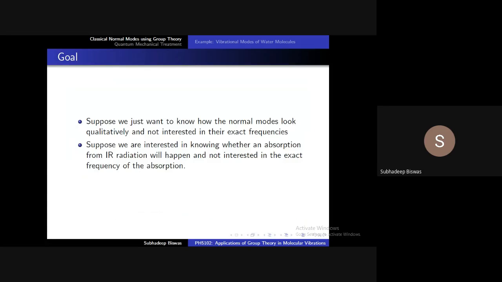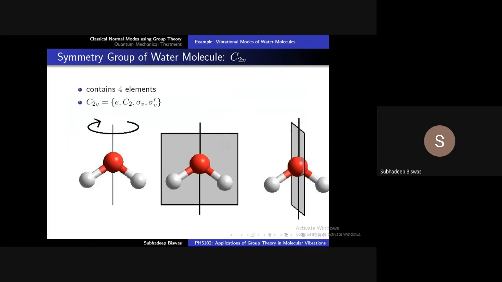So our goal will be to extract some information that we can get even without diagonalizing such a big matrix. For example, suppose we are just interested in the eigenvectors and not the eigenvalues. That is, we are not interested in the exact frequencies. We are just interested in how the normal modes look. Well, that kind of problem, or maybe with some approximated range of frequencies, we can address from the perspective of group theory. So this is what we will discuss.